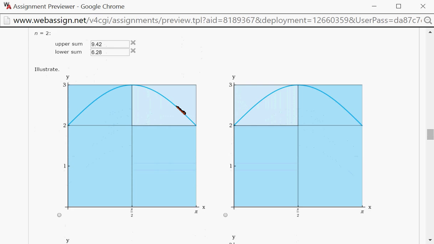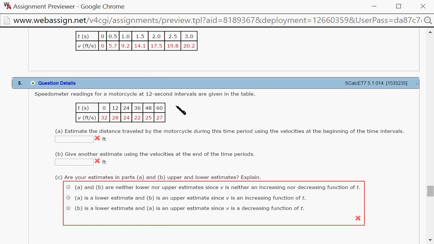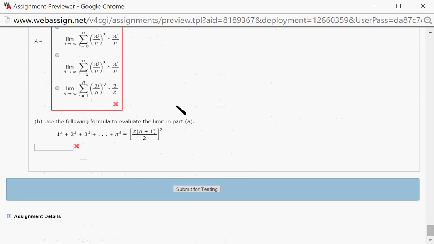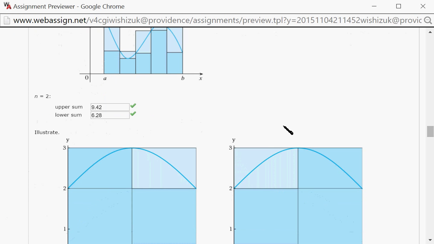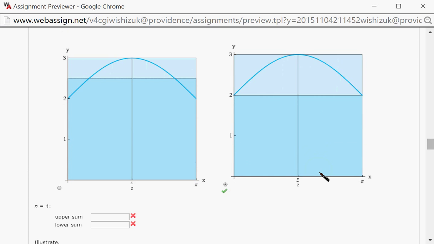And then let's go ahead and submit it and see if we got it correctly. I'm going to go down here and submit for testing. All right, so it looks like we got the first one correctly, and we got the picture correctly.